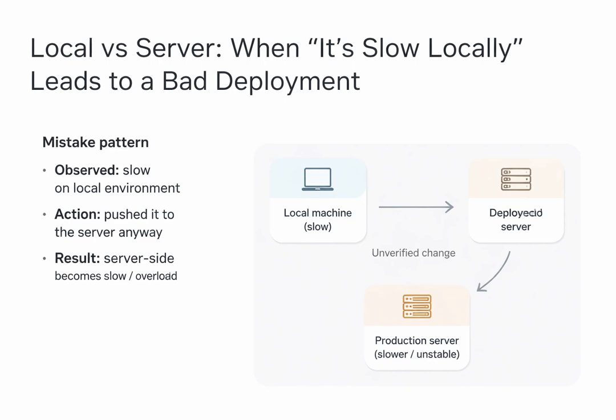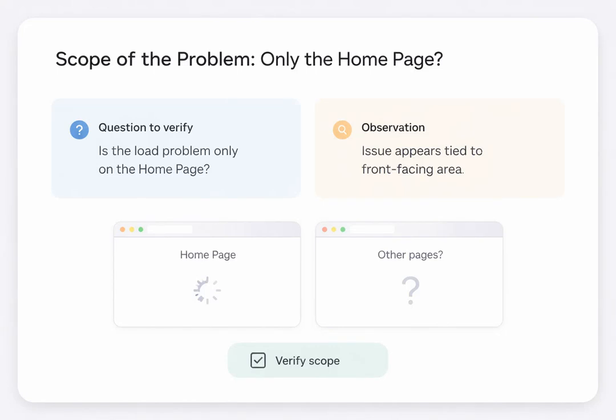A key troubleshooting step is scoping. Is the issue happening everywhere or only on one page? Here, the question is raised directly. Maybe it's only the home page that has the loading problem. That's valuable because it changes the investigation. If only one page is slow, you focus on what that page uniquely loads: its layout template, scripts, images, API calls, and any special components. If everything is slow, you look more at global server health, database performance, or infrastructure.